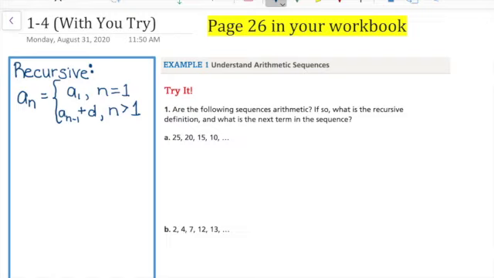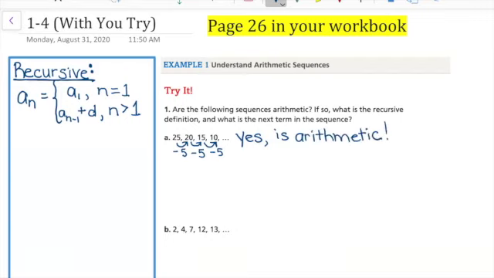Okay? So you'll notice I have this recursive formula over here. I just went ahead and wrote it down as a time saver. You will want to know what that is. So first the question is the sequence arithmetic? So I look, from 25 to 20 means I'm going down 5. From 20 to 15, I'm going down 5. From 15 to 10, I'm going down 5. That's the same number over and over and over and over again. So yes, it is arithmetic, because it is the same.